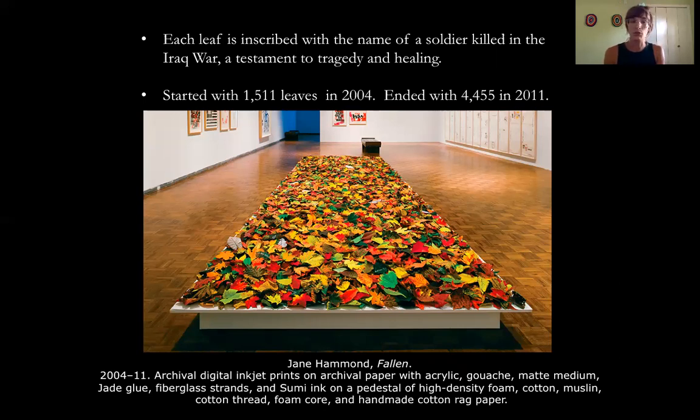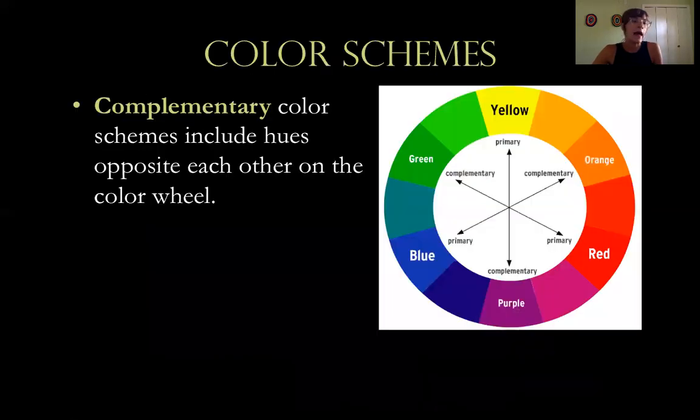Basically she started with 1,511 leaves in 2004, and in 2011 she finished the work. She could have gone on, but she ended the work with 4,455. Each one of these is actually a paper leaf that she made, an inkjet print on paper, and then she painted it as well. Each is specific, and you could go and find your loved one's name on one of these leaves. So, artists thinking about contemporary events and social justice, taking an activist point of view.